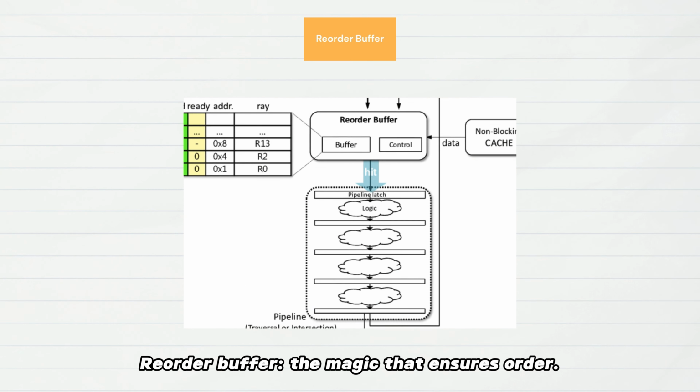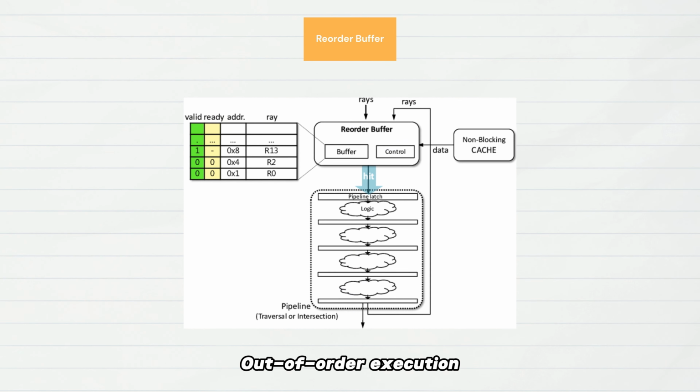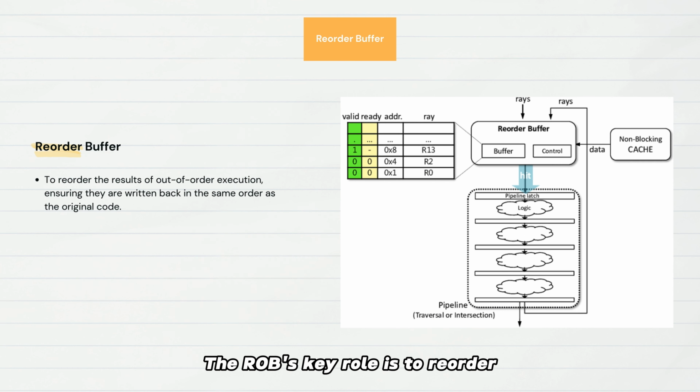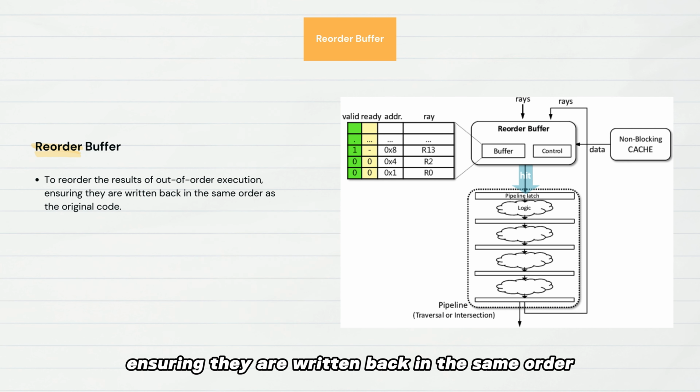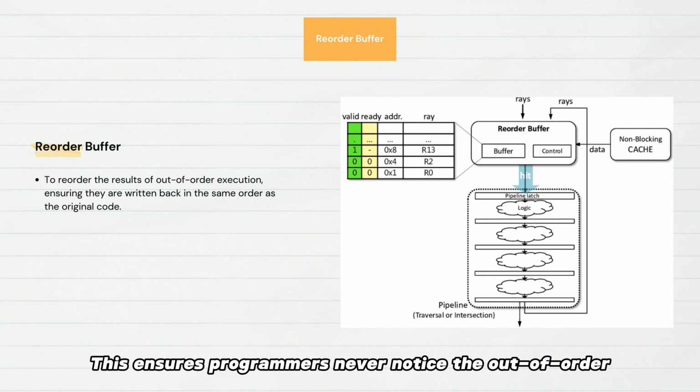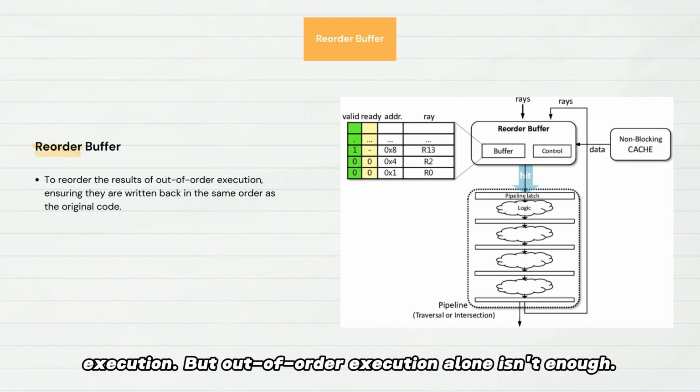Reorder buffer, the magic that ensures order. Out-of-order execution does not mean out-of-order completion. The ROB's key role is to reorder the results of out-of-order execution, ensuring they are written back in the same order as the original code. Execution can be out of order, but write back must be in order. This ensures programmers never notice the out-of-order execution.